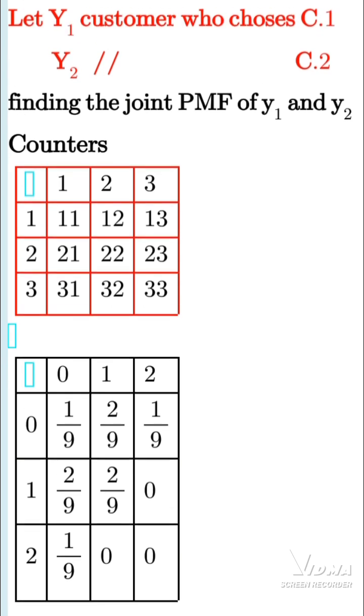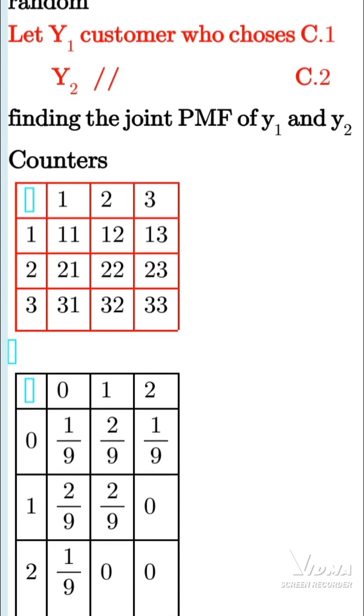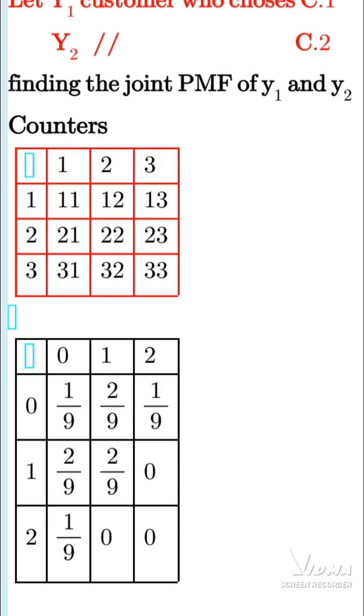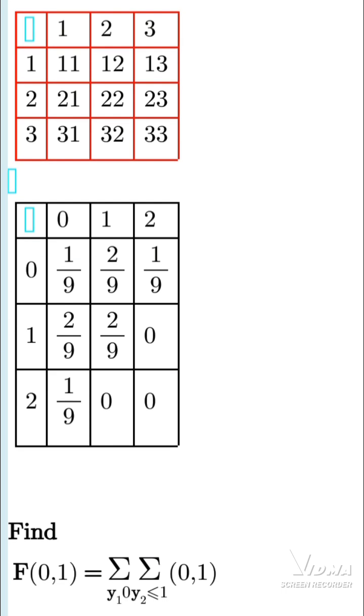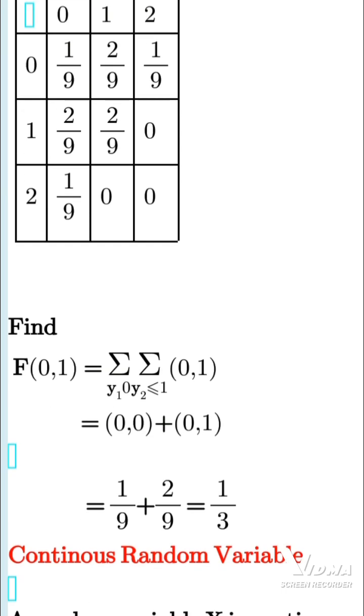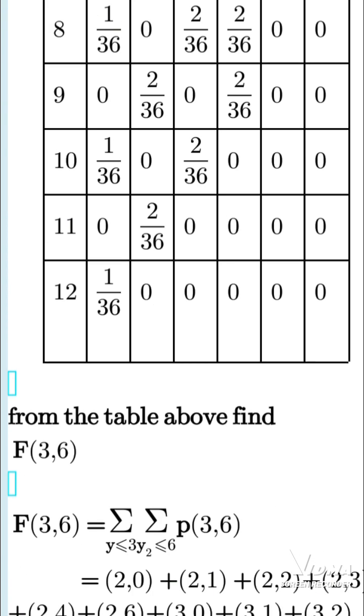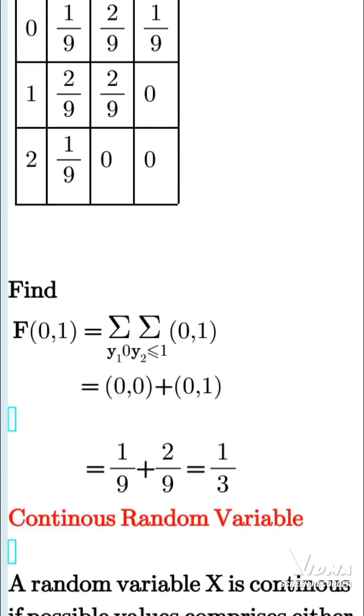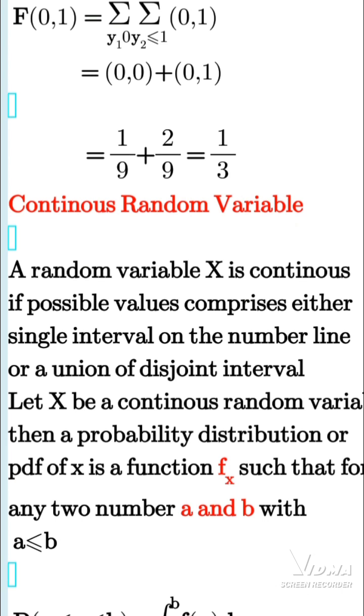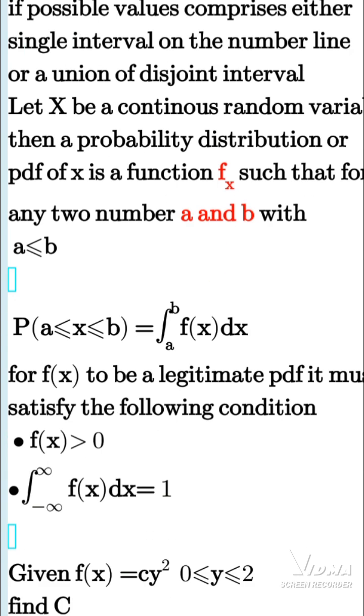And to check if this is a probability mass function, you have to add all the elements together and it must give you 1. So that's 1 2 3 4 5 6 7 8 9. That's 9/9. That will give us what? That is 1. Similarly we are asked to look for F(0,1). For F(0,1), you have to start from 0,0 and you stop at 0,1, and we have 1/3. So these are questions on discrete random variables. So we move to the continuous random variable. The continuous random variable simply deals with integrals and disjoint intervals.